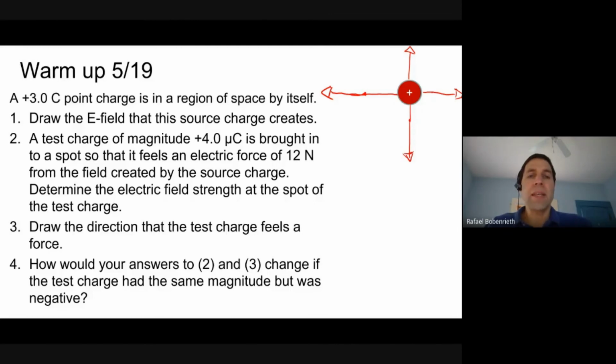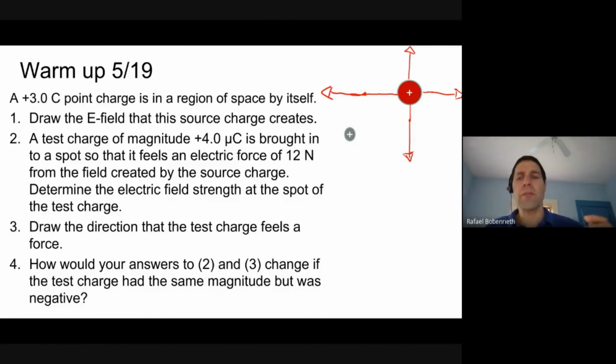Okay, number two says a test charge of magnitude positive 4.0 microcoulombs is brought into a spot so that it feels an electric force of 12 newtons from the field created by the source charge. Determine the electric field strength at the spot of the test charge. Oh, there it goes. Look, in case you missed it, the test charge comes right in there. So the question is, determine the electric field strength.